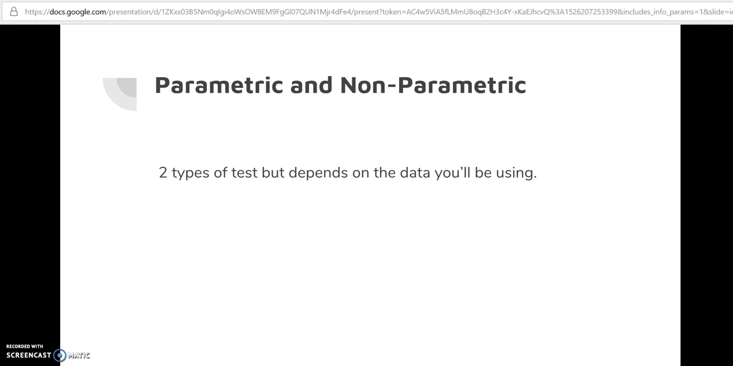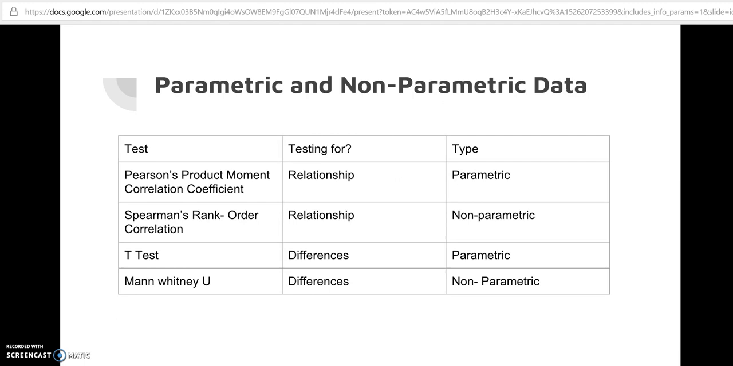So this table shows the different tests which can be carried out to show what the tests are for, which is either showing the relationship or the differences. And the type of test again, which is either parametric or non-parametric. So we're looking at the t-test. The t-test there is obviously testing for differences in parametric, but it can then be broken down further.